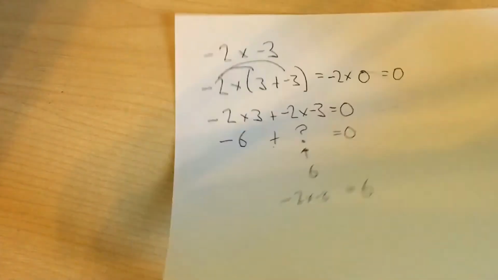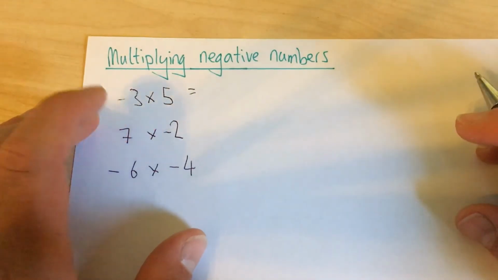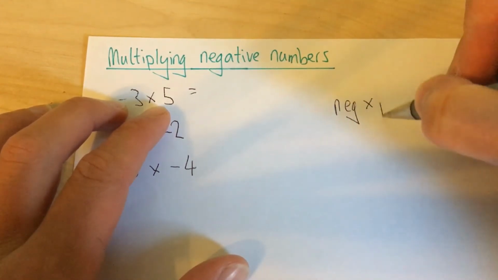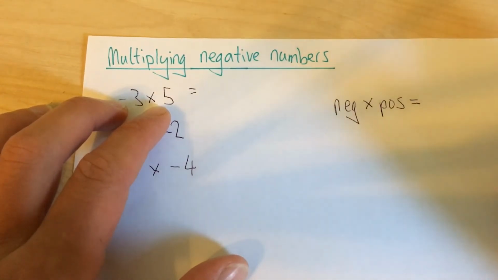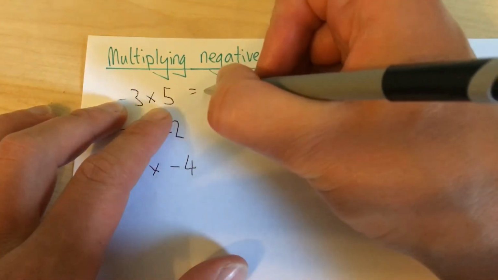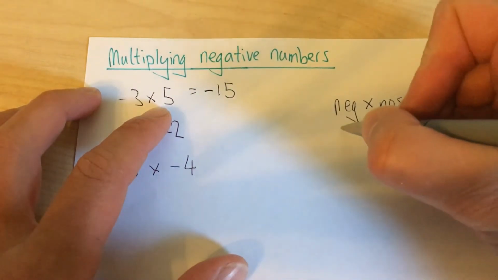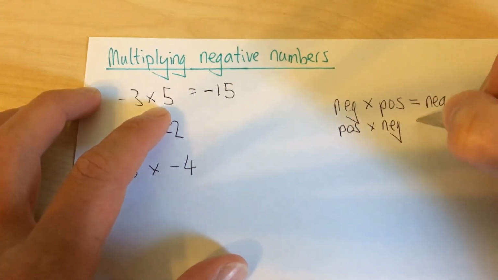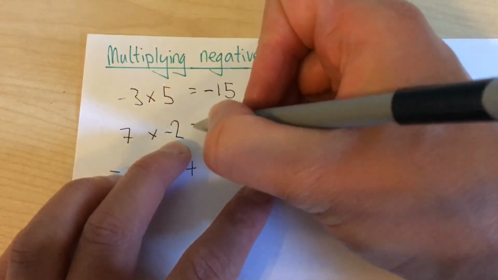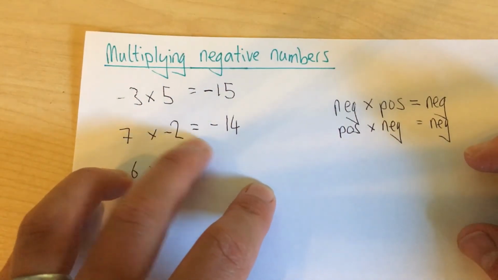Let's go back to our first page, multiplying negative numbers. This was like the first one, negative 3 multiplied by 5. So when we've got a negative multiplied by a positive, we get a negative answer. So negative 3 multiplied by 5 is going to equal negative 15. And this works the other way around as well. A positive multiplied by a negative equals a negative value. So in this case, 7 multiplied by negative 2 will equal negative 14.